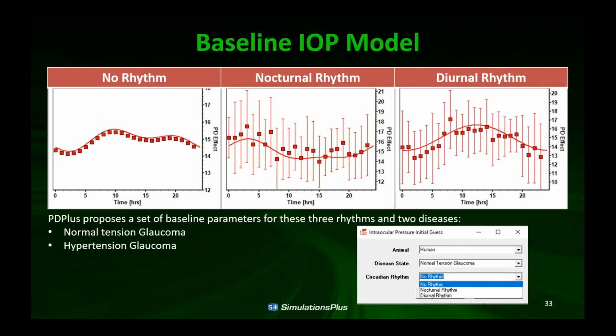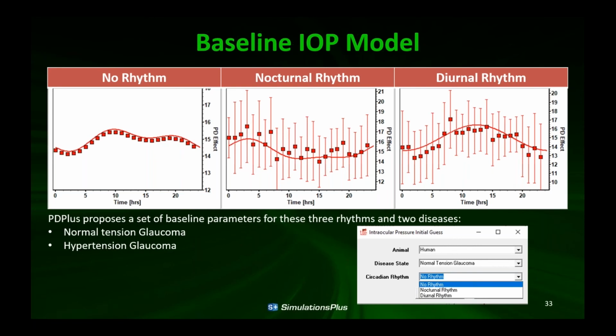For the human, there are 3 types of baseline model. One, from the literature, is called no rhythm, which accounts for 20% of the subjects. Another is nocturnal rhythm, which accounts for 40% of the subjects. And another is diurnal rhythm, which accounts for 50% in the measured subjects. You can see how it changes within 1 day, so their profiles are different.